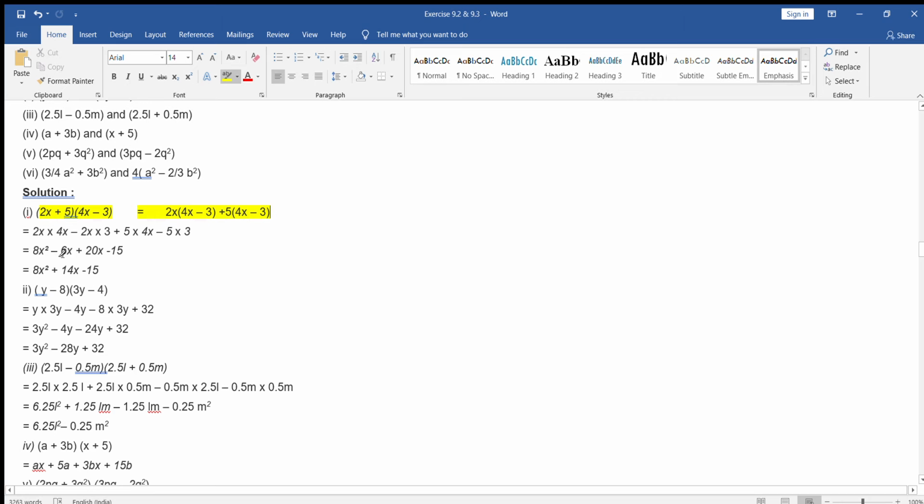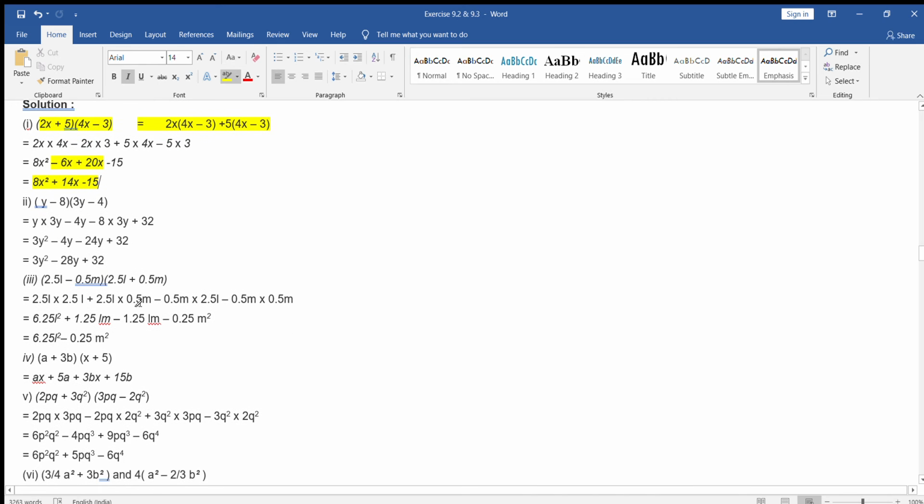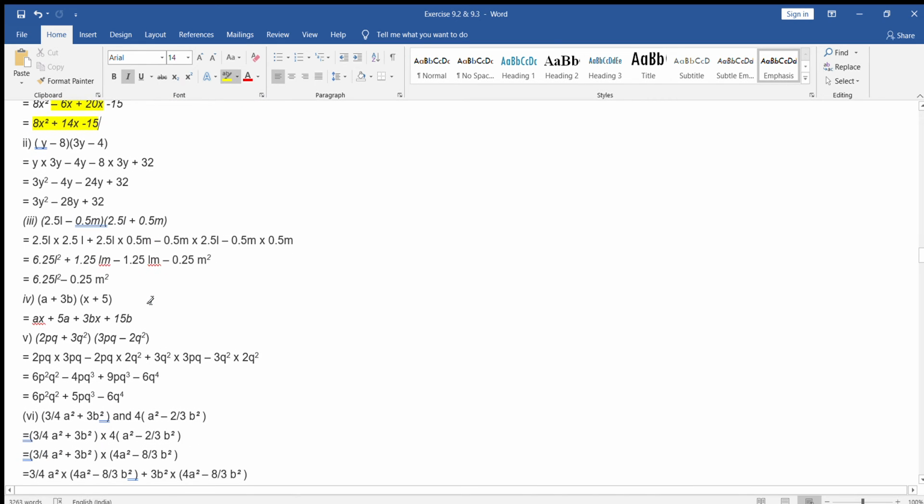Now this is not our answer. Just see, in this, these two are like terms, so we will solve it. What we know regarding solving is that plus and minus will be minus. So we will subtract 6 from 20 and the answer will be positive because the plus sign is with 20, that is the greater one. So our result is 8x square plus 14x minus 15. Similarly, we will solve the remaining questions.